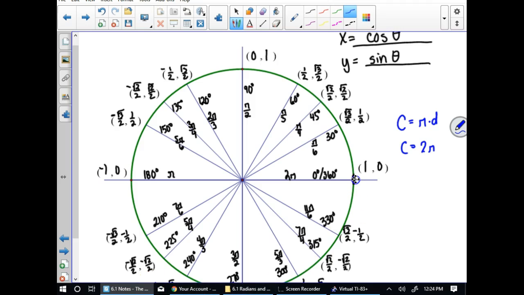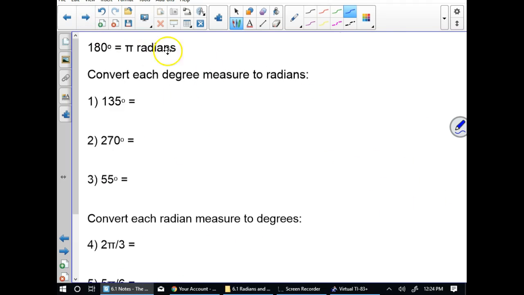to 360 degrees. So when we're converting radians to degrees, the key that you could use is 2 pi equals 360 degrees. But both of those are divisible by 2, so it would be better for me to say 180 equals pi. So half of the circle, 180 degrees equals pi radians.